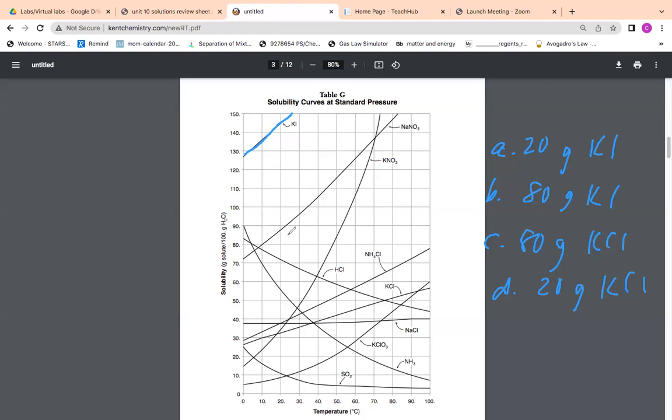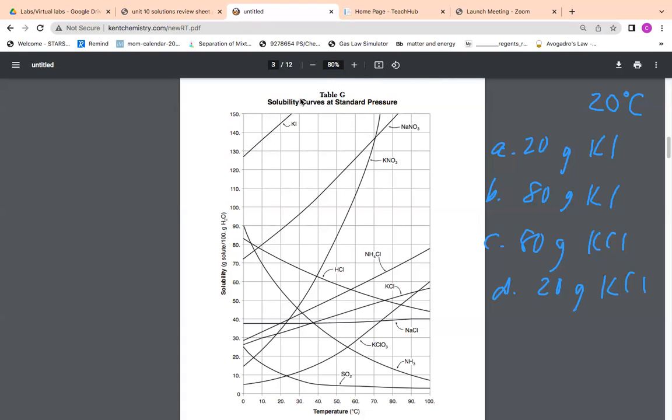They were also saying that we are at, for all of these, 20 degrees Celsius. So at 20 degrees Celsius, if we are at 20 grams of KI, our line is up here, we're all the way down here. That's definitely not supersaturated, that's unsaturated. 80 grams of KI at that temperature is still, it's higher, but it's still under the line, so that's also still unsaturated.